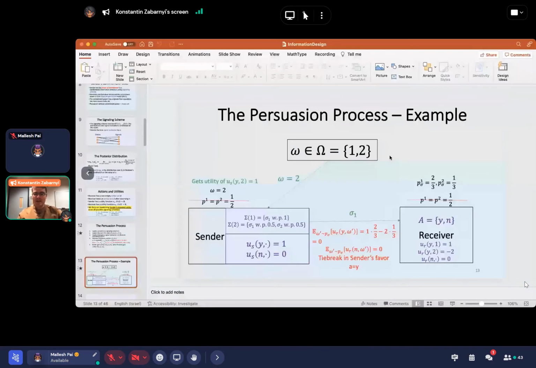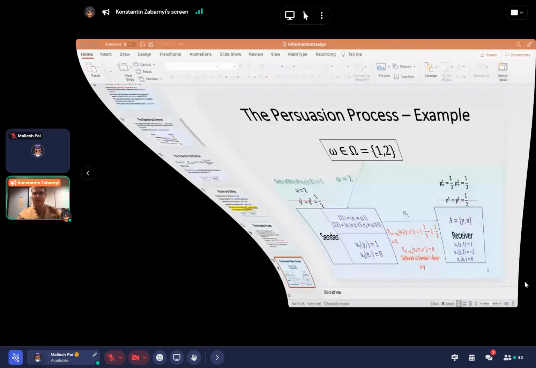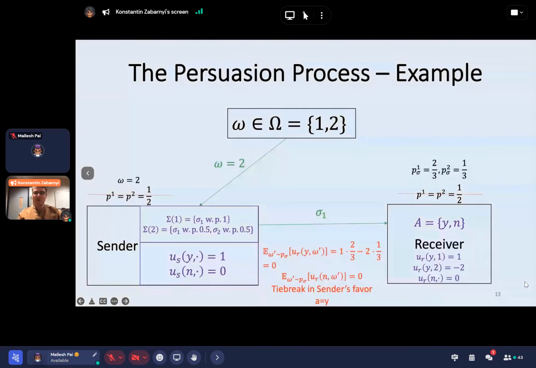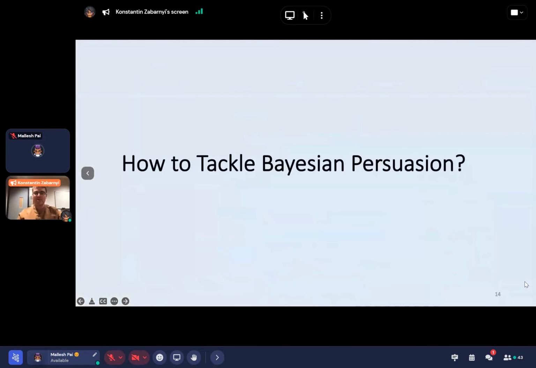So any questions by now? Because this is the finish of the demonstration of the basic setting. And now we'll start describing the results. Okay, no questions. So let's present the first approach for tackling Bayesian persuasion, which is called straightforward policies.